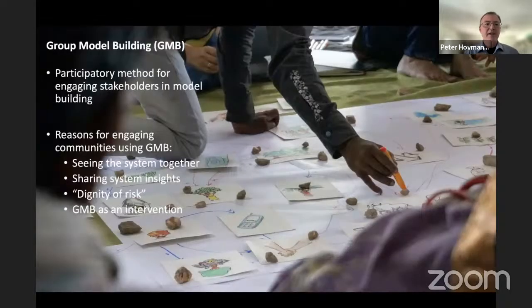Which is what brings us to group model building. Group model building, short definition, is a participatory method for engaging stakeholders in model building. There are a number of different reasons for using group model building. One is being able to see the system together as a whole, sharing system insights.